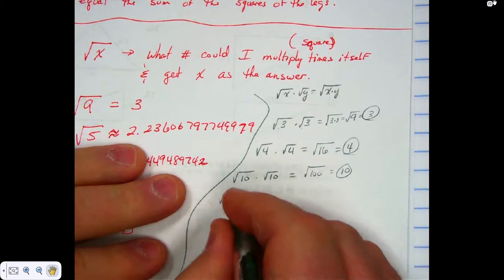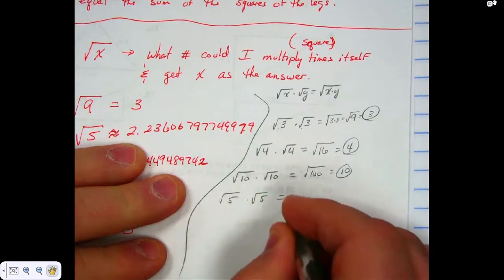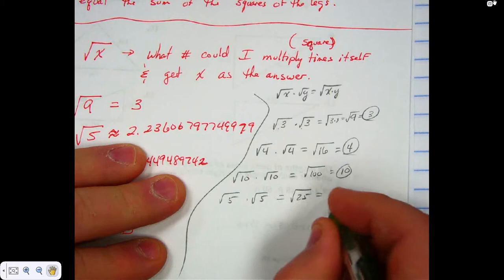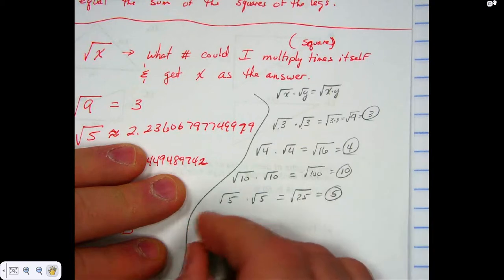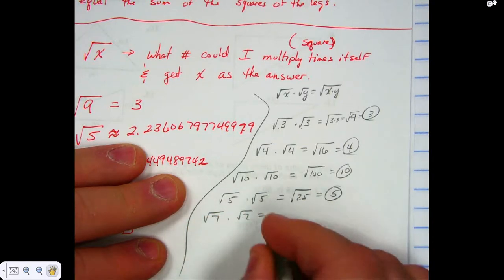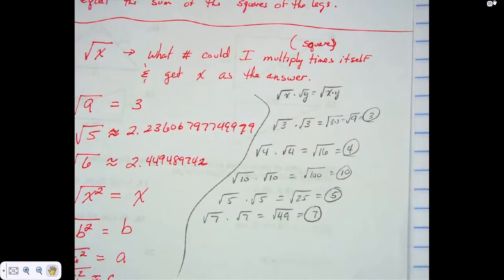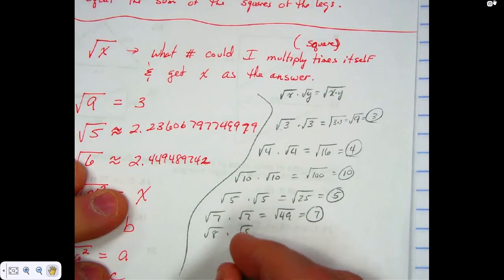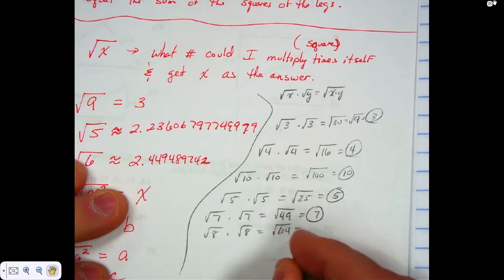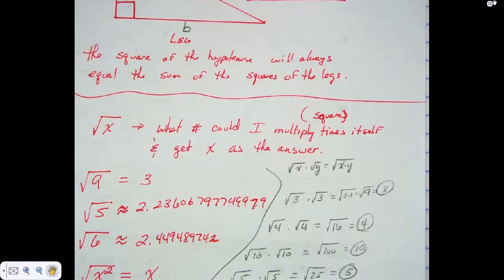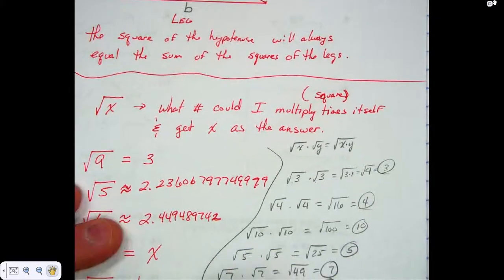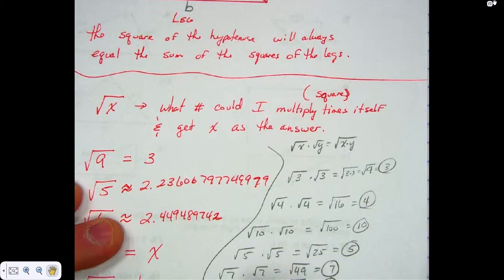Okay, let's try another one. Square root of 5 times square root of 5. What did I get? Square root of 25, which is 5. Square root of 7 times square root of 7 gives me square root of 49. What's the answer? Do you see a pattern there? Look at it again. Square root of 8 times square root of 8 gives me square root of 64. What's the square root of 64? Anytime you multiply the square root of x times the square root of x, you know what you're going to get as an answer?